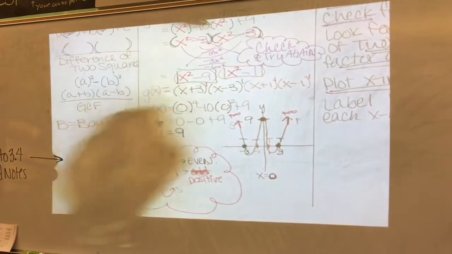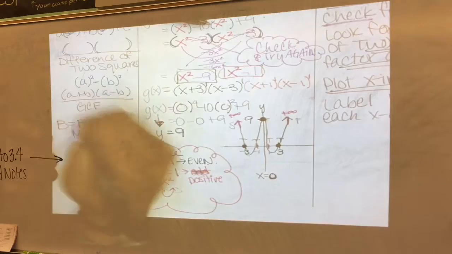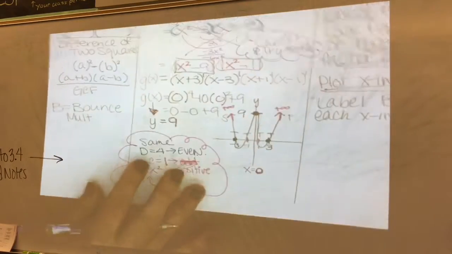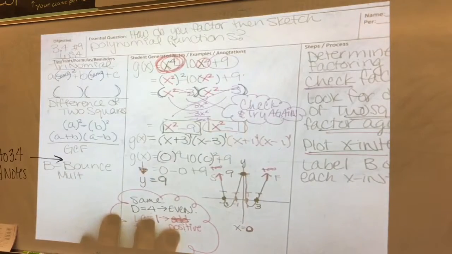And I bounce whenever the multiplicity is even. Can you move that up a little bit? So you see the top? Like, so we can see the top. Yeah.